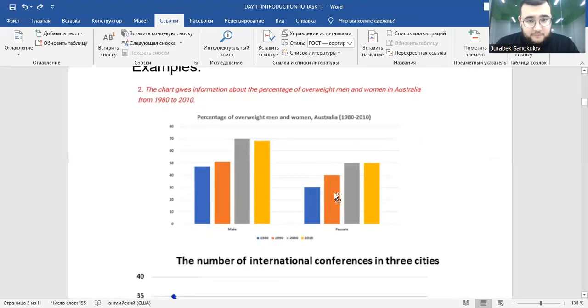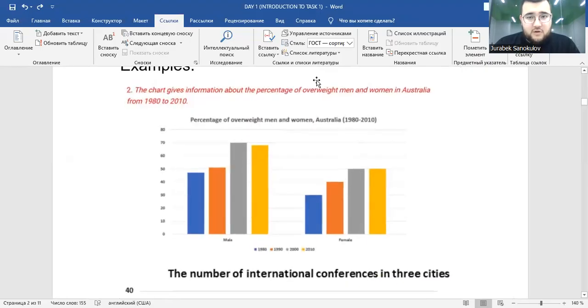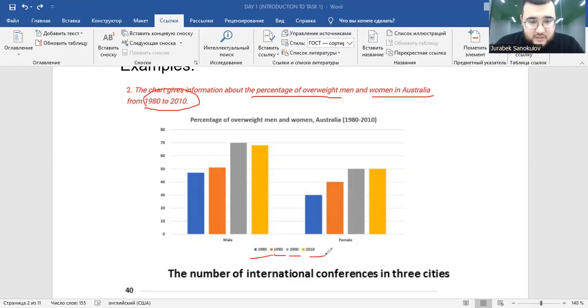So now, if you look at here, you're going to see the chart gives information about the percentage of overweight men and women in Australia from 1980 to 2010. So we have a period of time. You see several different years, starting from 1980 up to 2010. So that's a change over time graph.